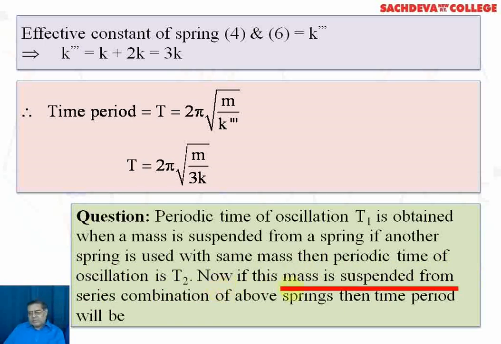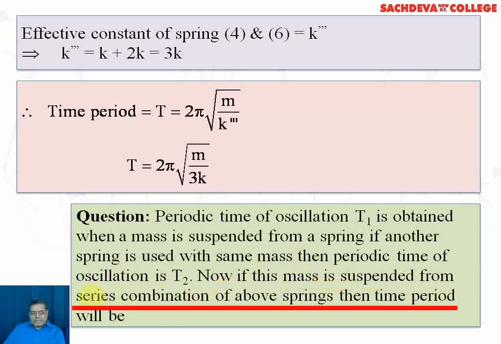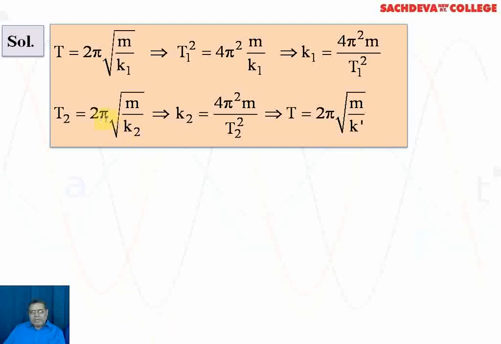Now if this mass is suspended from the series combination of the above springs, then what will the time period be? So what we have done, we have taken T as 2 pi under root m over K1, because the mass is the same, and we square the number. So one of the time periods will become T1. So T1 square will be 4 pi square m over K1. And from this equation, we get the value of K1.